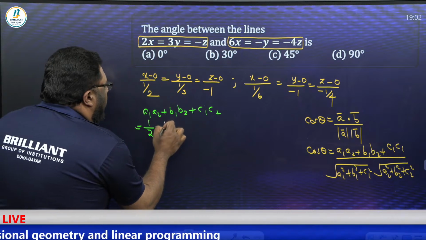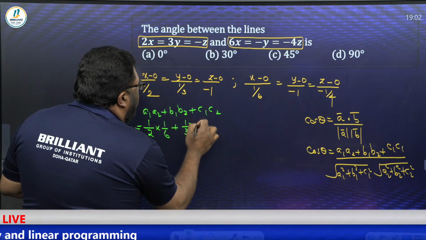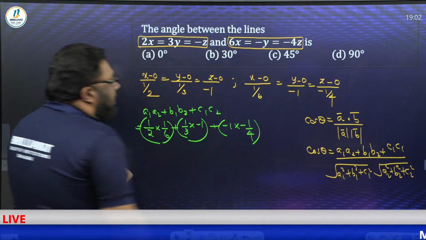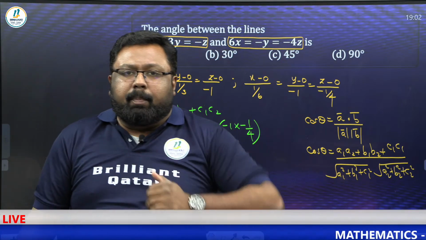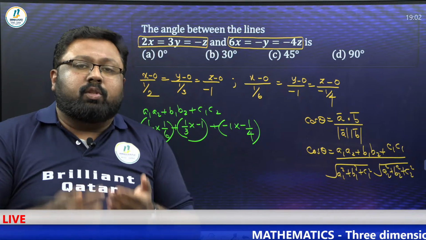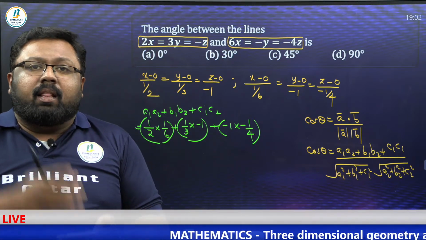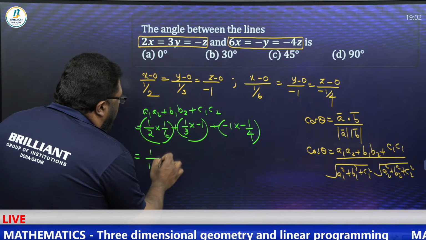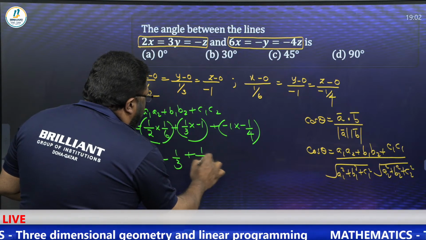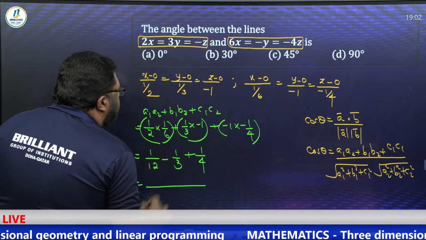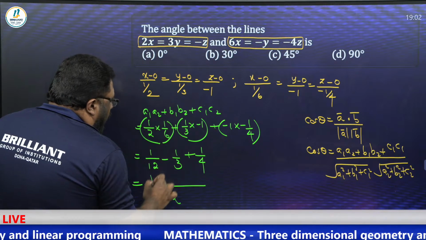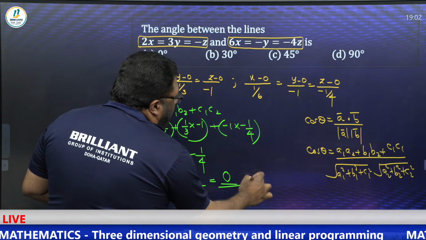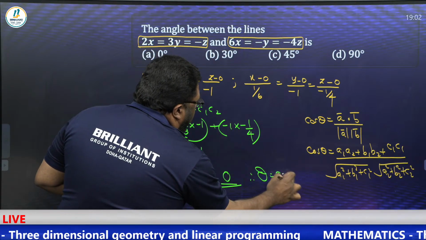So A1 A2 plus B1 B2 plus C1 C2. Remember, my dear students, why am I only doing A1 A2, B1 B2, C1 C2? Because it is an MCQ. So my anticipation may be that this angle is going to be 90, because 90 is one of the options. So it's 1 by 12 minus 1 by 3 plus 1 by 4. You take the LCM, it's 12. So 1 minus 4 plus 3. The answer is definitely 0. Therefore, theta is 90 degrees.